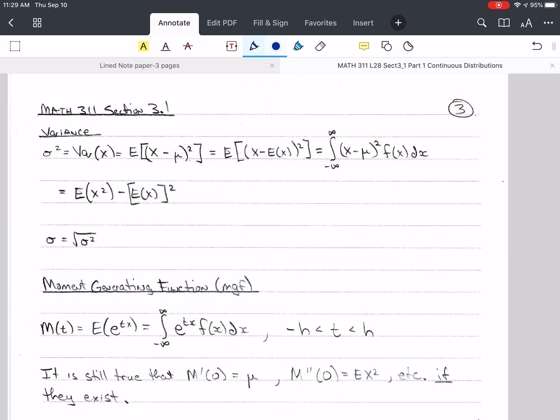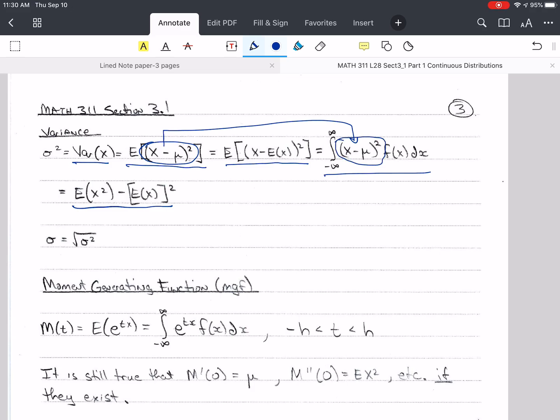It's still true that the variance of x is the expected value of x minus mu quantity squared, which is E of x squared minus E of x quantity squared. You can show this with the integrals. I'm not going to, but it's very easy to show. And here's another expression for the variance, and then directly here is the integral expression for the variance, x minus mu squared f of x dx. So remember that what we're taking the expectation of goes in front of f of x dx in the integral. And of course, the standard deviation is going to be the positive square root of the variance.